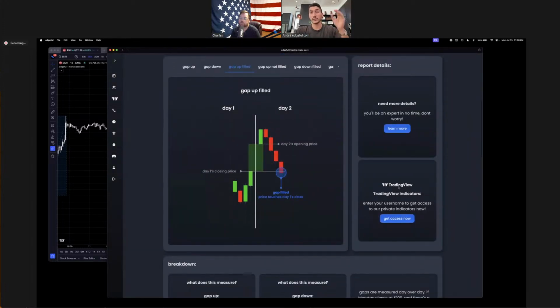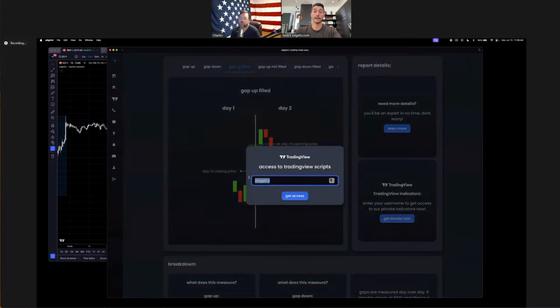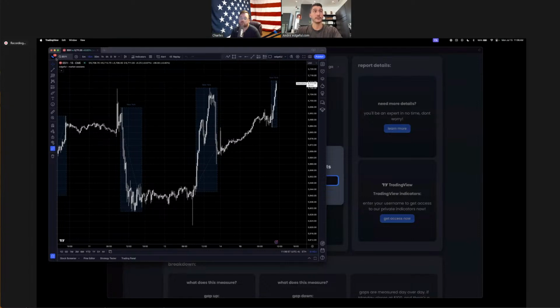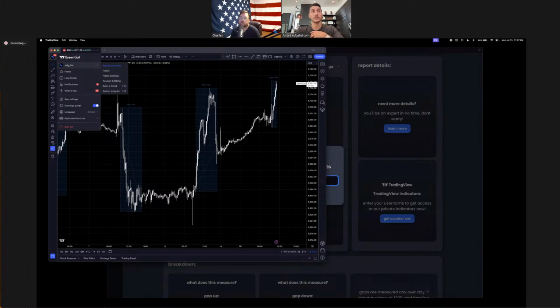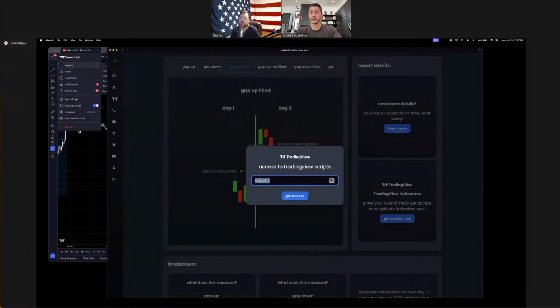Very interestingly, we added TradingView indicators. So we have our own custom TradingView indicators that you can get access to. It's part of your plan. So you just click Get Access Now and you put your TradingView username in here. Now, the way that you can find that is by just clicking this little profile button up here, and then it's just right there. My personal one is Edgefull. You can see right here. So I just put that in here, click Get Access.